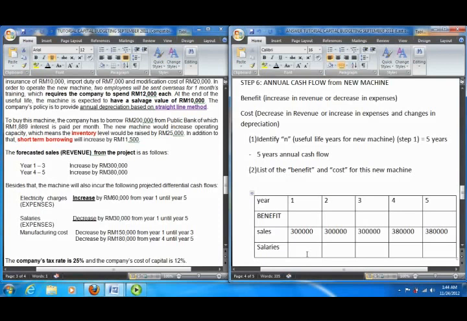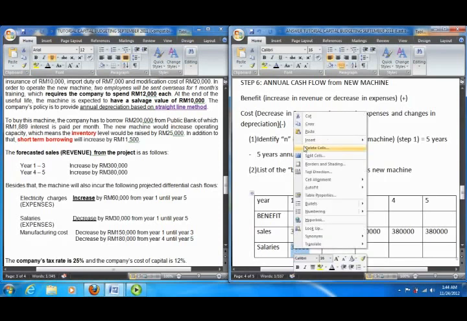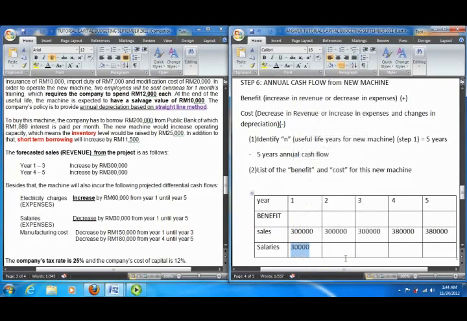Class, remember, if your revenue increases or your expenses decrease, we must put it as positive. If revenue decreases or expenses increase, you must put it as negative. So in this case, increase or decrease? Expenses decrease by 30,000 from year 1 to year 5. So automatically, can I put 30,000 for every year, class? Yes, because every year it decreases by 30,000.